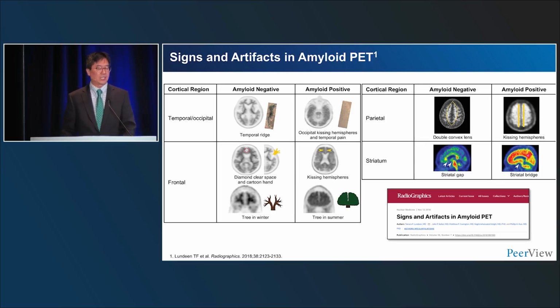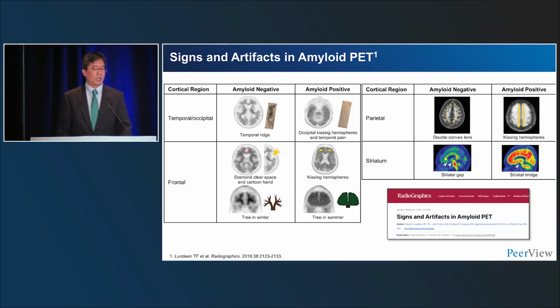And the other one that's kind of nice, because I like to emphasize that when you're looking at these amyloid PET images, look at more than the axial. The coronals are very helpful. And in the frontal region, for example, when it's negative, it looks like a tree in winter where you just see the branches because they've lost all their leaves, right? It looks like the white matter pattern.